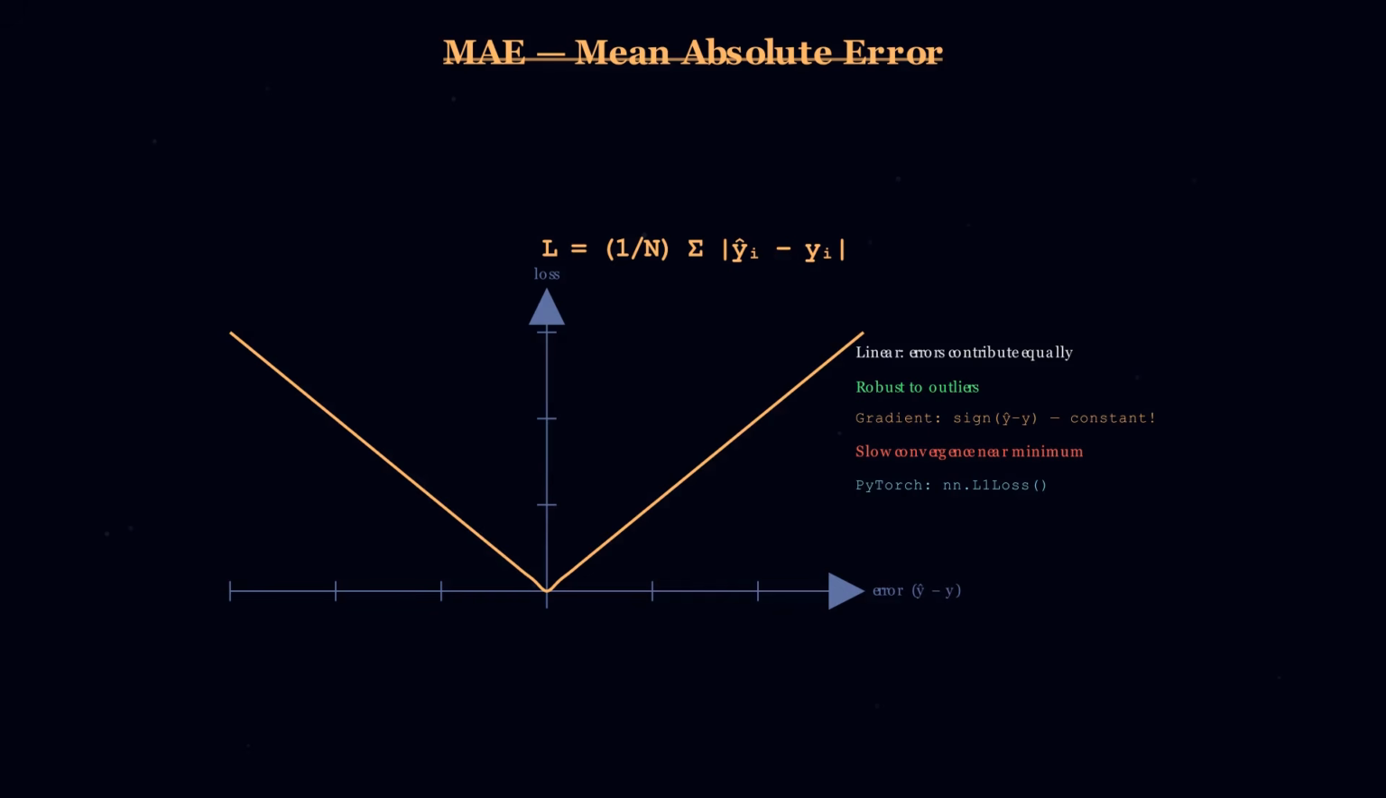MAE is robust to outliers. A corrupted label can't dominate training. But because the gradient is constant, convergence near the minimum is slow. The gradient doesn't get smaller as you approach the answer. MSE naturally slows down near the minimum because the gradient shrinks. In PyTorch, nn.L1Loss. Use MAE when your data has outliers or when the median is a better prediction target than the mean. Medical data, financial data, and sensor data often benefit from MAE.